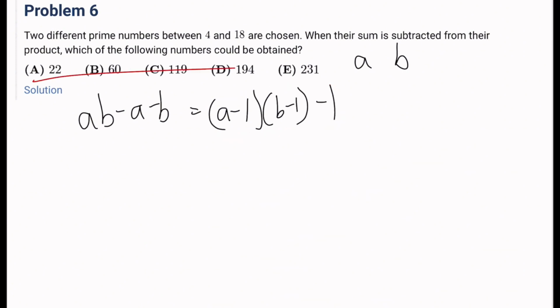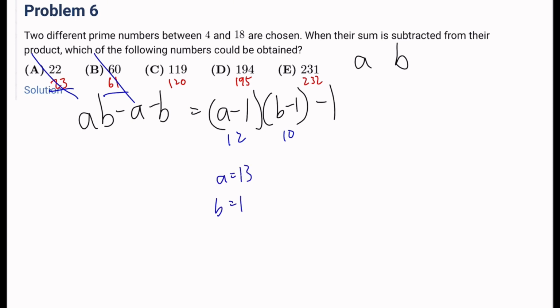So if we add 1 to each of these values, we get 23, 61, 120, 195, and 232, right? These values have to split into two numbers that are prime minus 1 times prime minus 1. So 23 is prime, so this is out. 61 is prime, so that's also out. And 120, let's see about that. If we have 12 here and we have 10 here, then we get a equals 13 and b equals 11, and that does match this condition, so that is the answer.